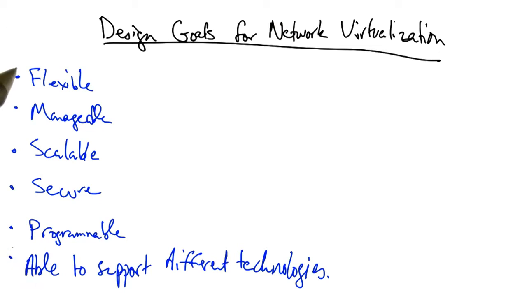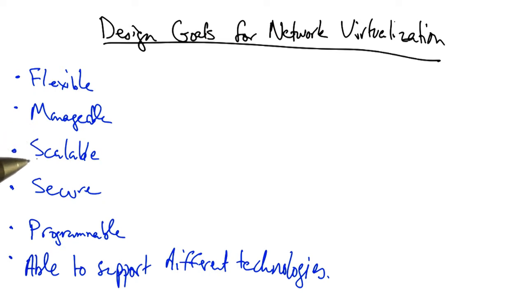So virtual networks have various design goals. They should be flexible, able to support different topologies, routing and forwarding architectures, and independent configurations. They should be manageable. In other words, they should separate the policy that a network operator is trying to specify from the mechanisms of how those policies are implemented.